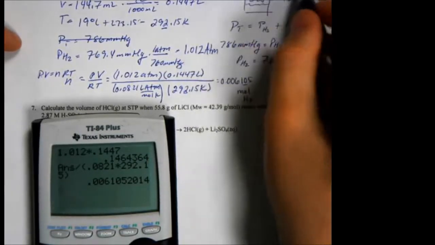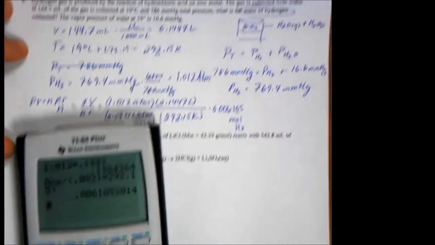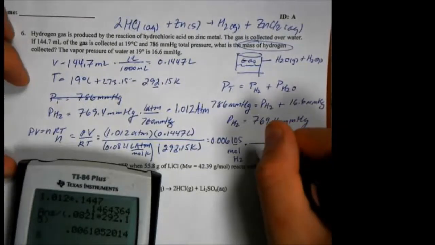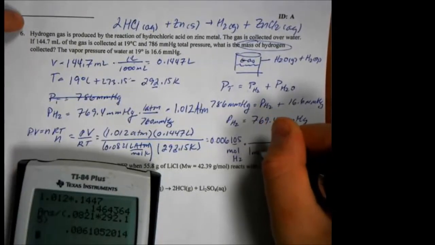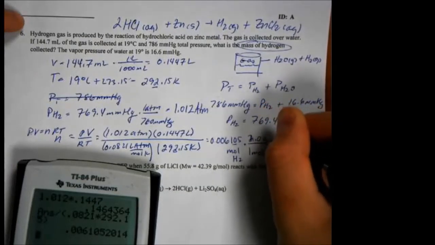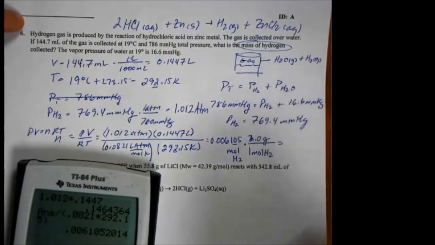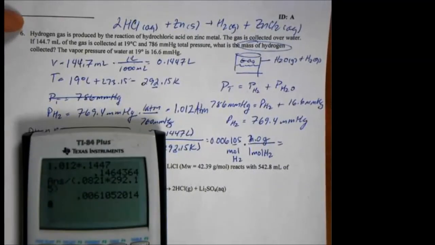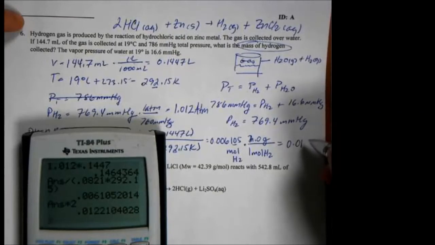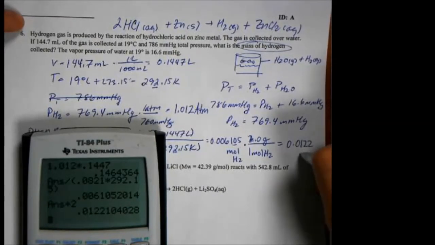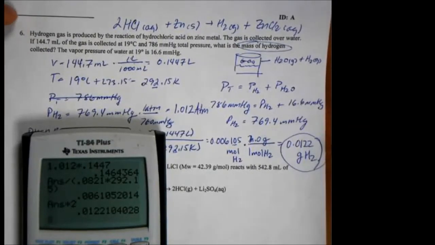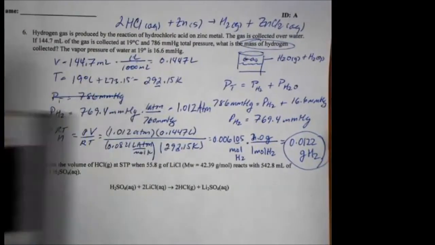And remember, they're asking for the mass of hydrogen in the question. So the last thing we have to do is convert the moles to mass. For every 1 mole of H2, there are 2.0 grams, which is the molecular weight. So we just take our answer here and multiply that by 2, and we get 0.0122 grams of H2. And that's the final answer. Okay? And that is the final answer.